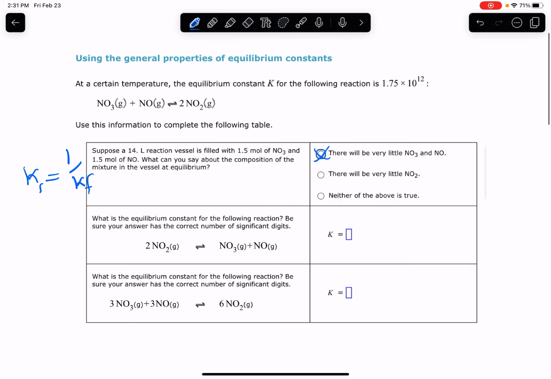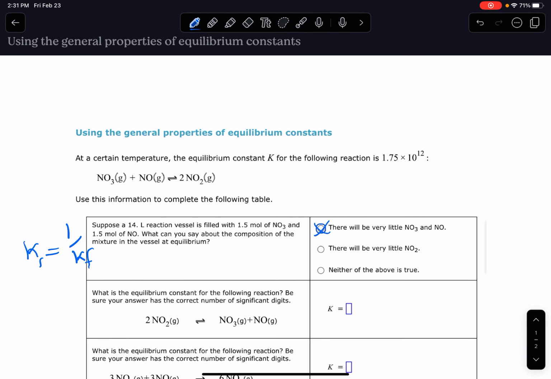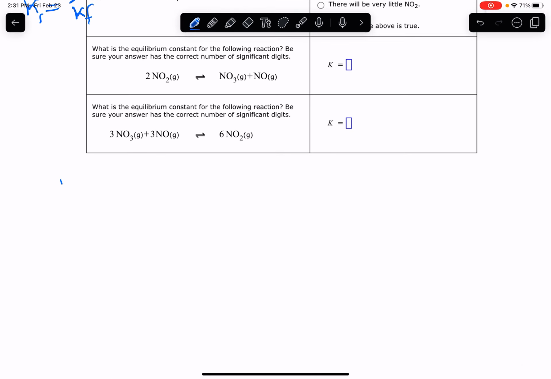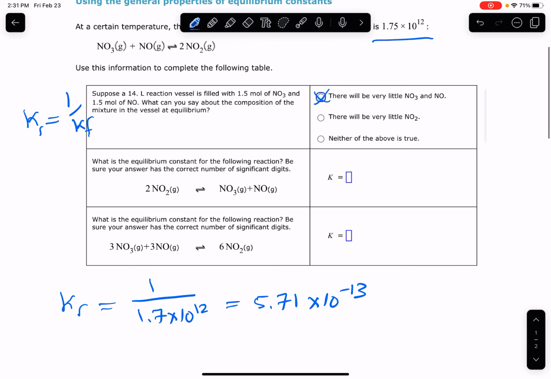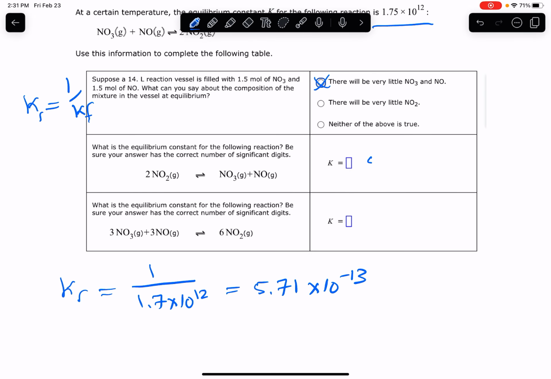So if we're doing the math on that, we literally are going to take our K value right here, which is 1.75 times 10 to the 12th, and we're going to go 1 over that. So our reverse K is going to be 1 over our 1.7 times 10 to the, I keep on saying 10 to the negative, but it's really 10 to the 12th, and that's going to equal a crazy small number, 5.71 times 10 to the negative 13, which kind of makes sense, because if the reaction is really wanting to go towards the products, then the reverse reaction is going to be very tiny. So I'm going to write 5.71 times 10 to the negative 13 in here.